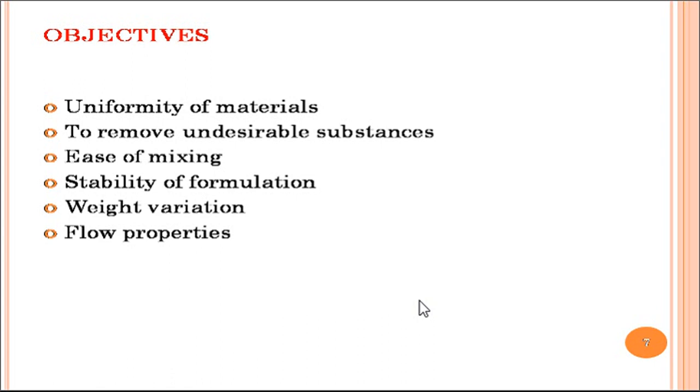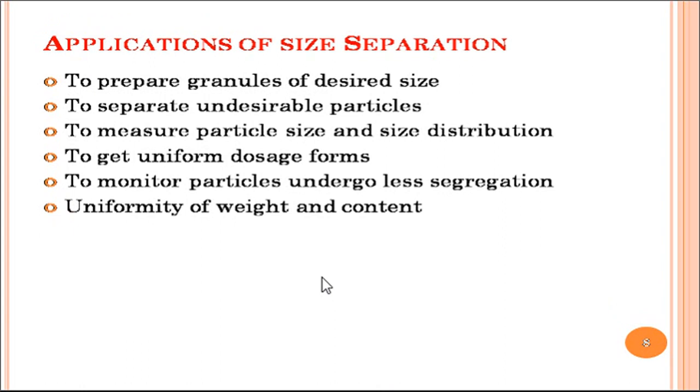size separation. And the last one is the flow property. Flow property gets affected by variation in the size of the powder mixture also. So when we go for size separation, the flow property of the powder material can be maintained and we can uniquely formulate that dosage form.